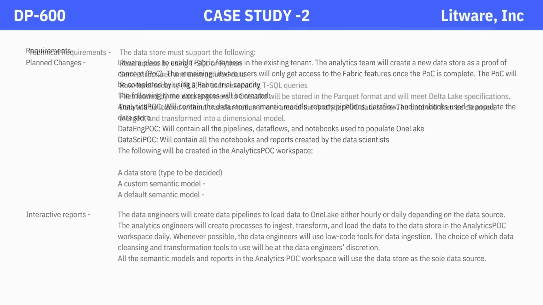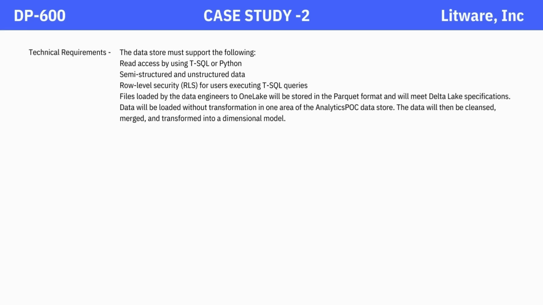Technical requirements. The data store must support the following: read access by using T-SQL or Python, semi-structured and unstructured data, row-level security, RLS, for users executing T-SQL queries. Files loaded by the data engineers to OneLake will be stored in the Parquet format and will meet Delta Lake specifications.